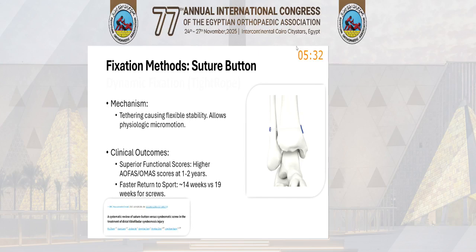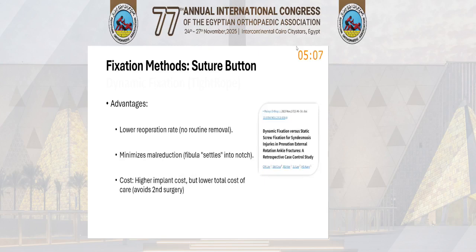But what about flexible or dynamic fixation like TightRope? The mechanism is tethering, causing flexible stability, allowing some physiologic micromotion, and it has superior functional scores, higher OFAS and OMAS scores at one and two years postoperative, with faster return to sport at 14 weeks versus 19 weeks for the screws. The advantage: lower reoperation rate. You don't need to remove it unless there is pain or sometimes irritation of the soft tissue.